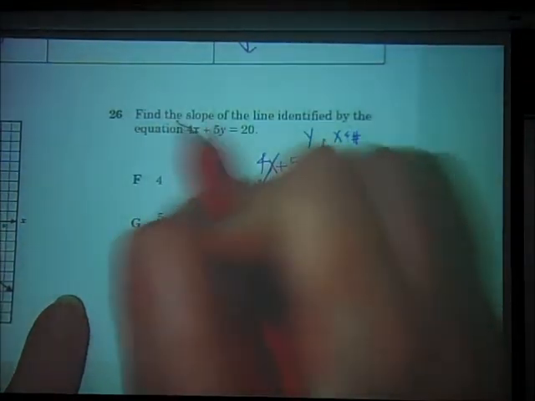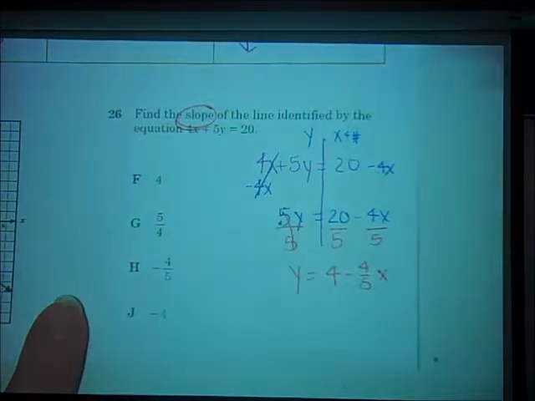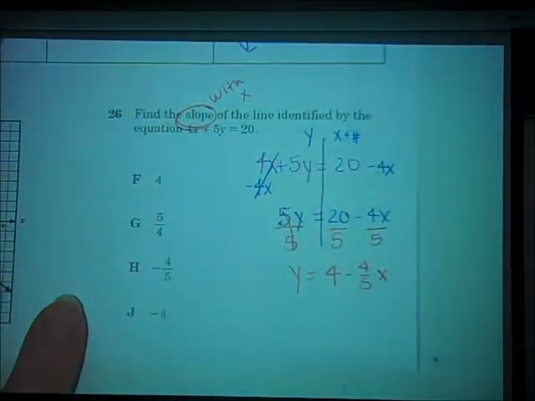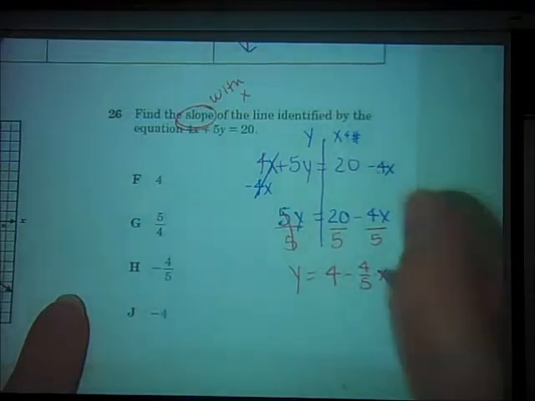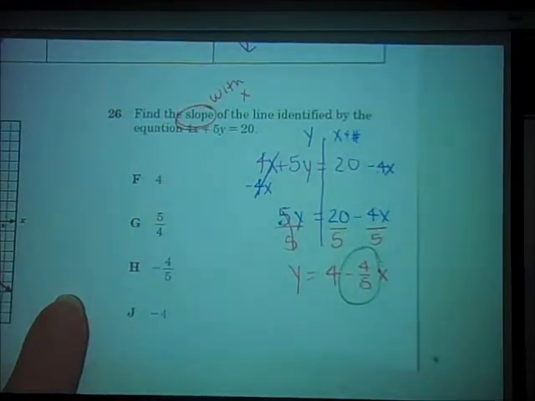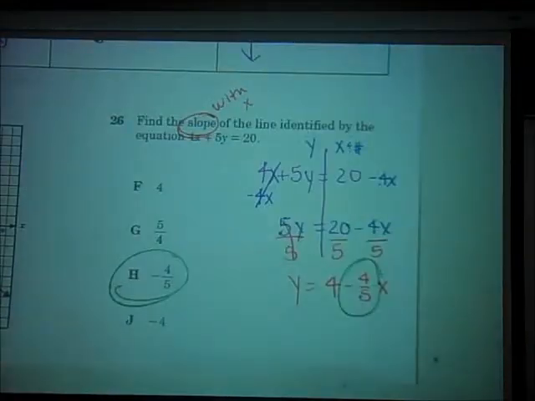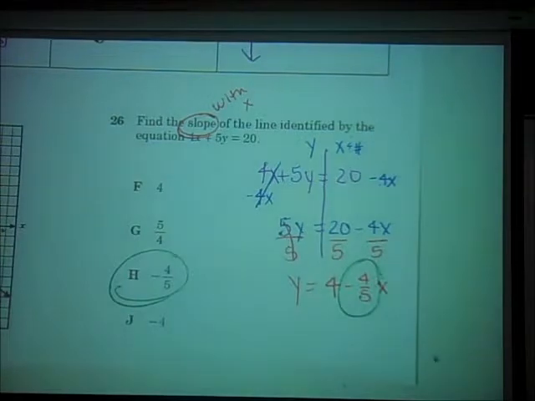And I was looking for my slope. If you don't remember, your slope is always with x, or attached to x. So in this case, it would be negative 4 over 5, which is answer choice H. So remember, your slope is always with x. It's not always what's first or what's second. It's just wherever x is.